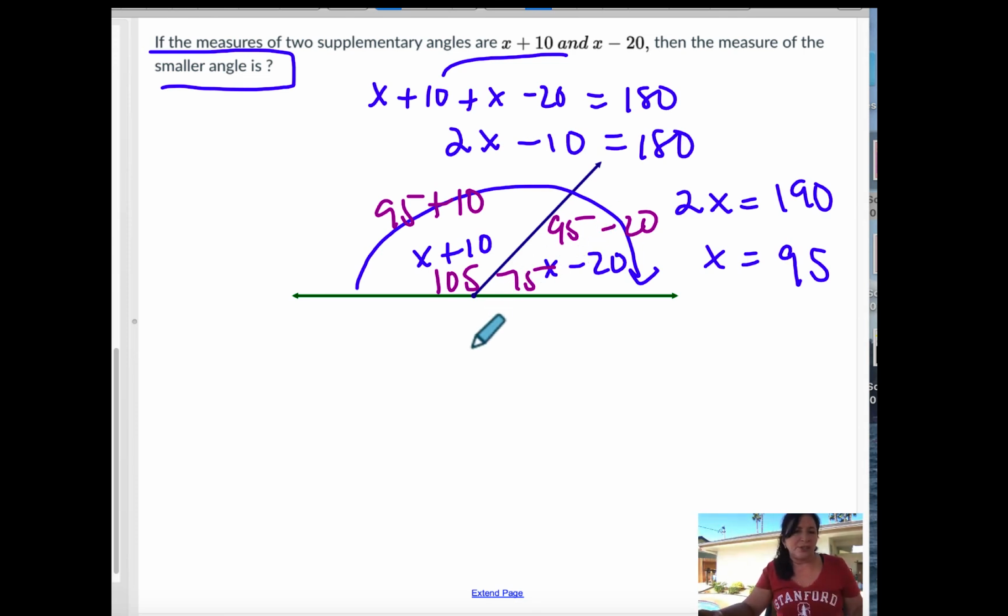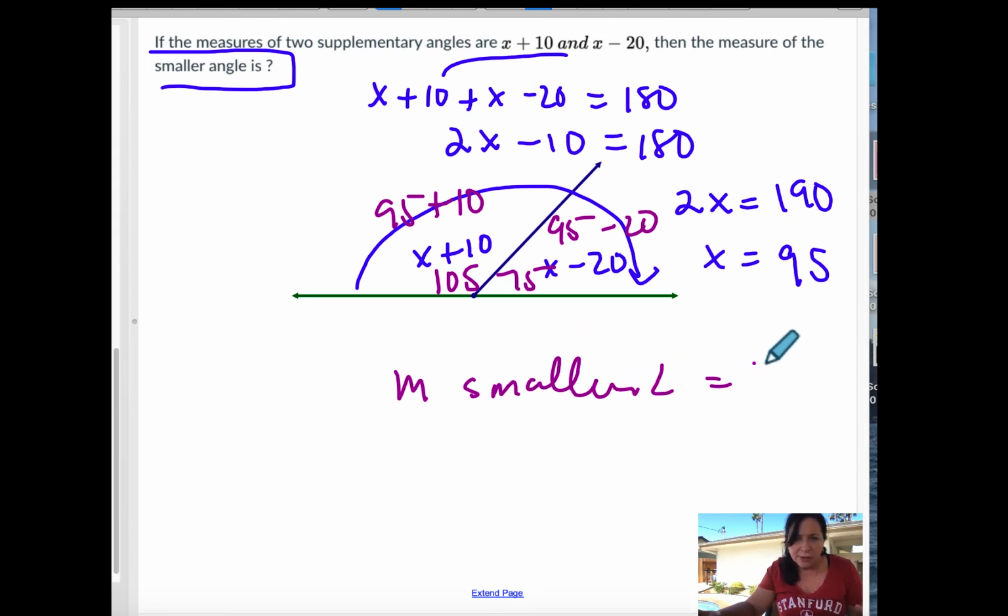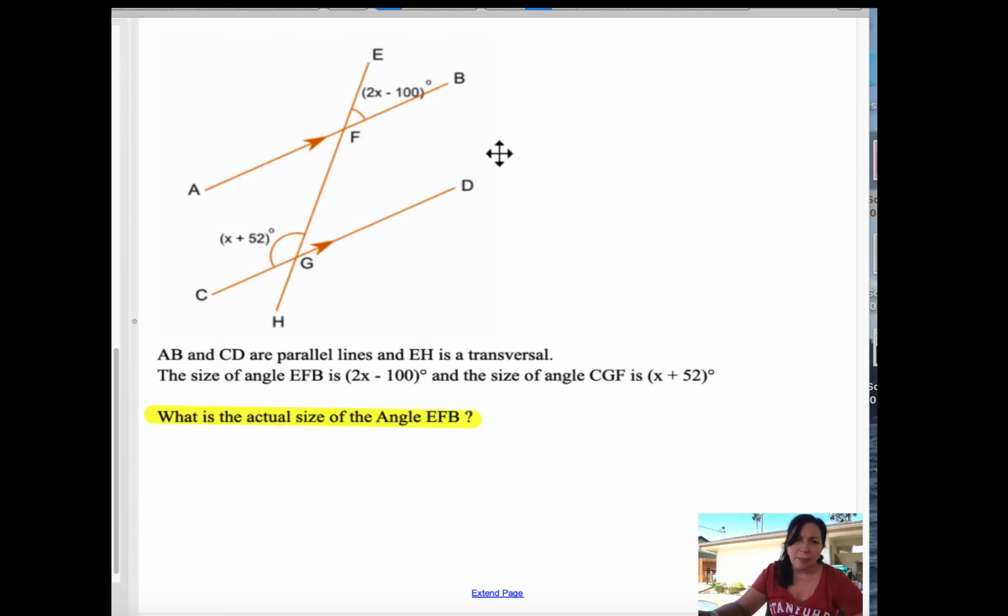So they want to know which is the smaller angle. So you would say the measure of the smaller angle is equal to 75 degrees. And then if I asked you for the supplement, then you could just subtract 75 from 180 and you get 105. For this problem, I'm asking you a couple of things.